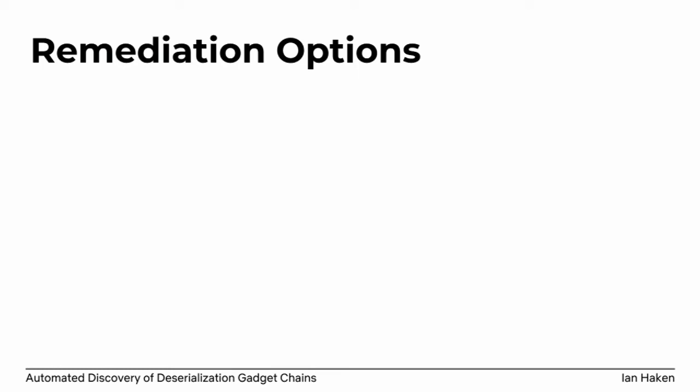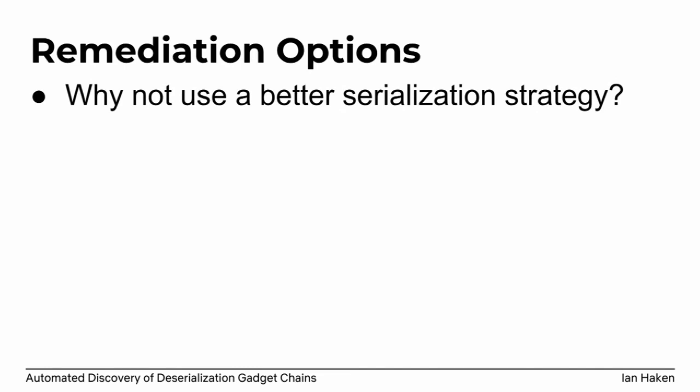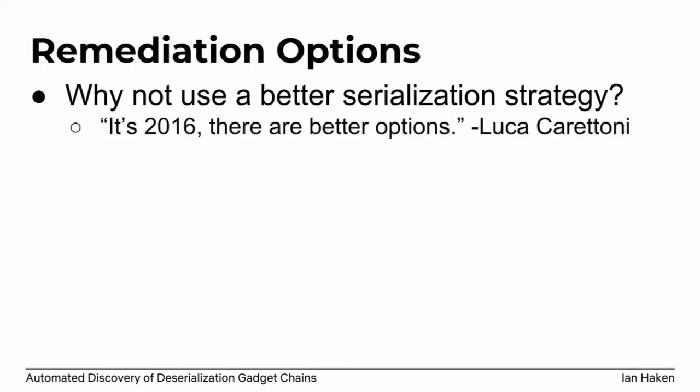And the answer is that it has to do with what you do with a vulnerability once you discover it. So why not just use a better serialization strategy? Why not use some library or some configuration that isn't vulnerable to this kind of problem? And I think Luca summed this up in his 2016 talk the best. It's 2016. There are better options for serialization. And that was true then, that's true today.